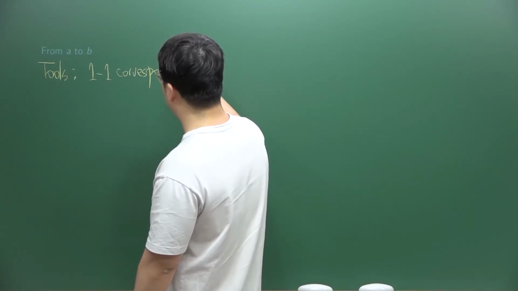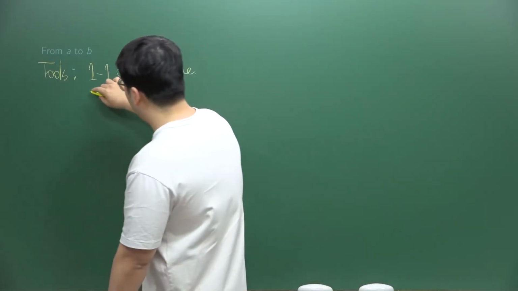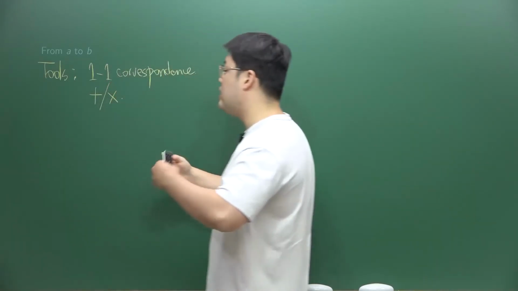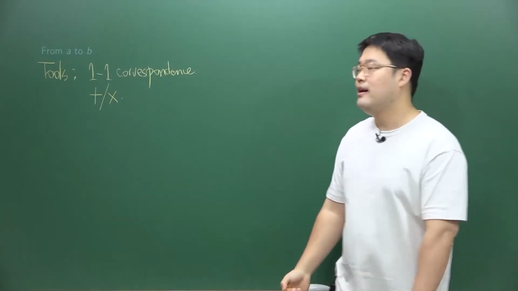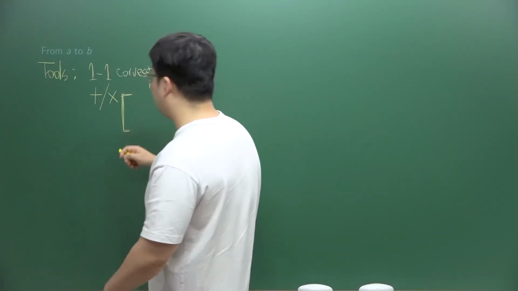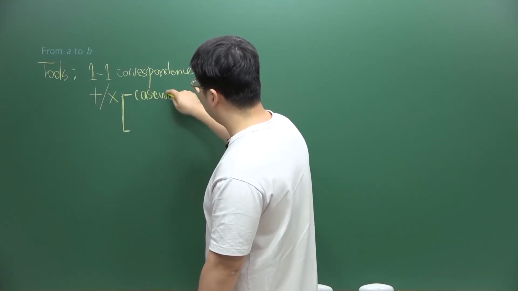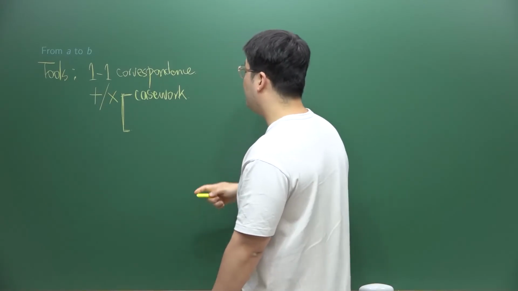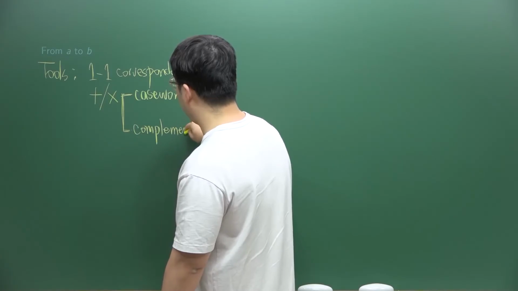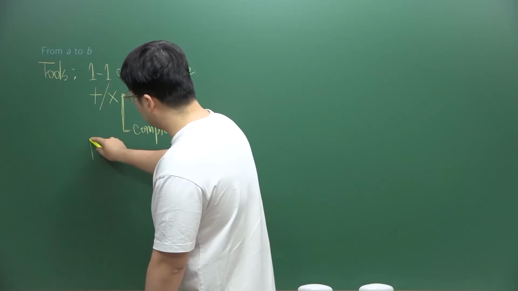So that's the first set of tools. And the second tool that I need to talk about is whether we know when to multiply and when to add. And this produces two sets of consequences. We have casework, and we have complementary counting. And the next set of tools that we have is something called recurrence.